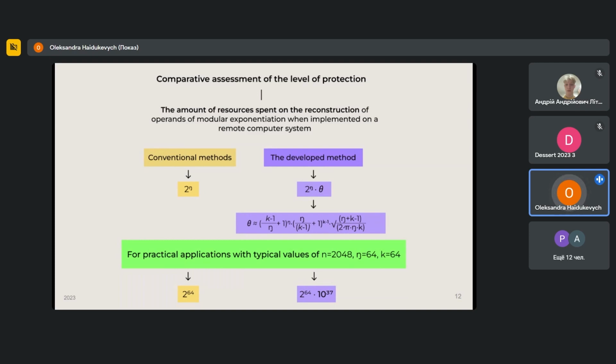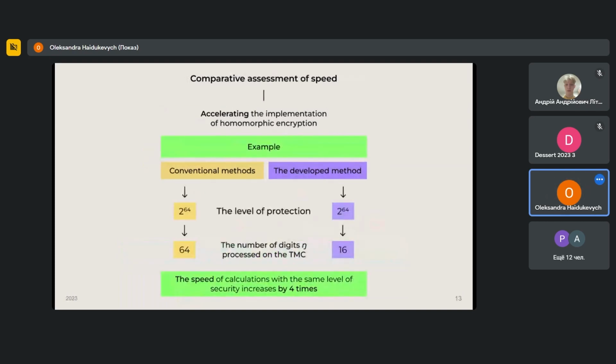In practical terms, this means that when utilizing the developed method, a substantial advantage is attained in terms of security levels. This advantage offered by the developed method can also be translated into computational acceleration. In essence, it implies that with identical security level requirements, the developed approach can significantly enhance the speed of calculations compared to known methods.